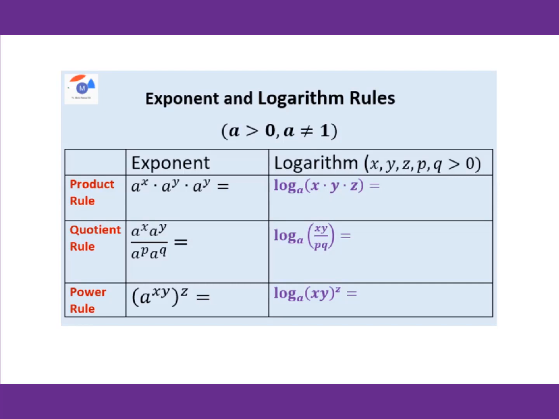Multiplication of a power, we add exponents. Therefore, we get x plus y plus z. For the quotient of a power, we subtract exponents. Therefore, we get x plus y minus p minus q. For the power rule, we multiply the exponents, x times y times z.